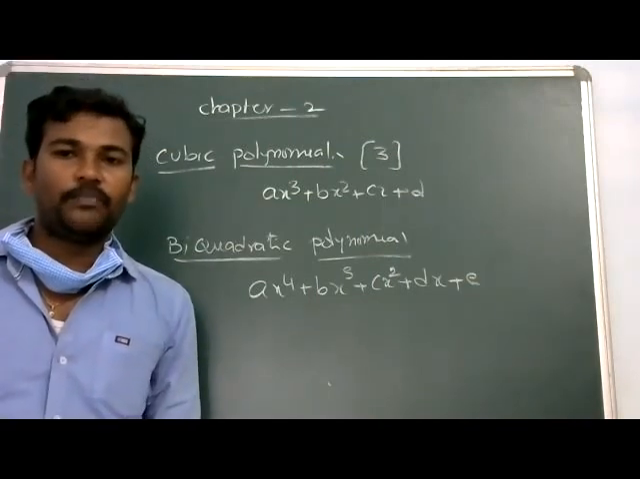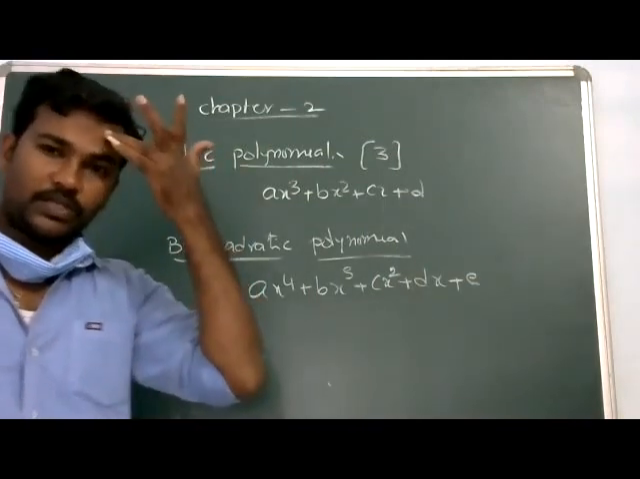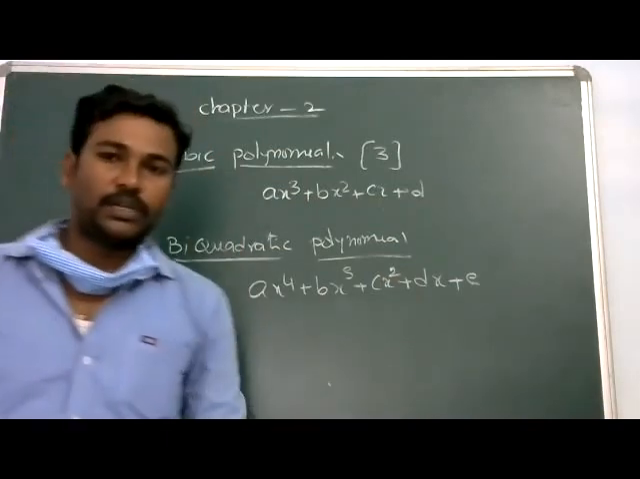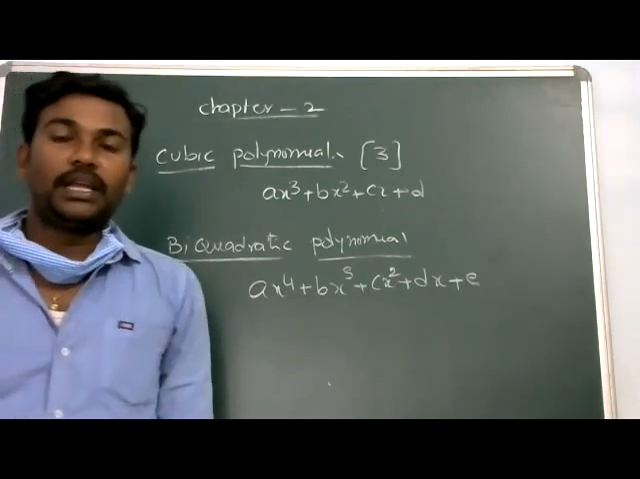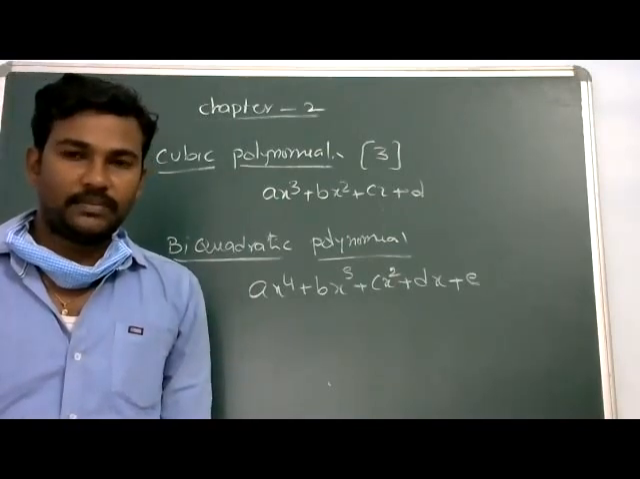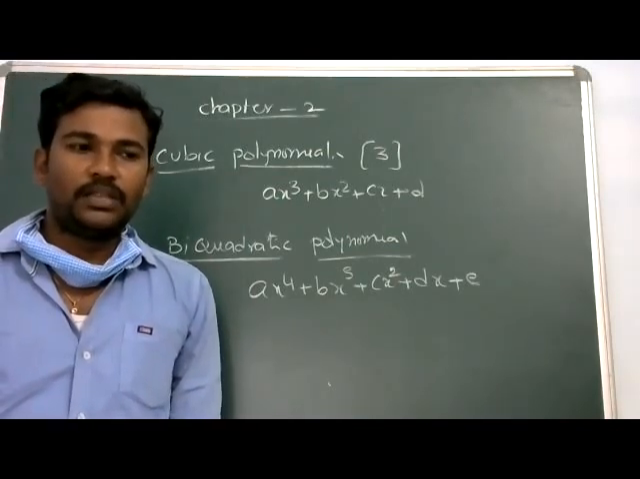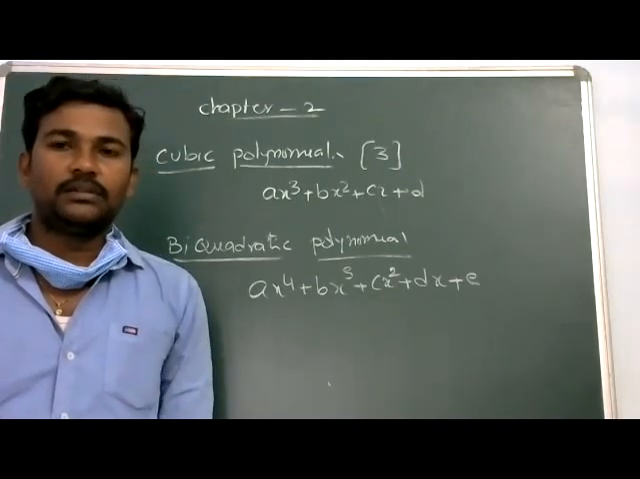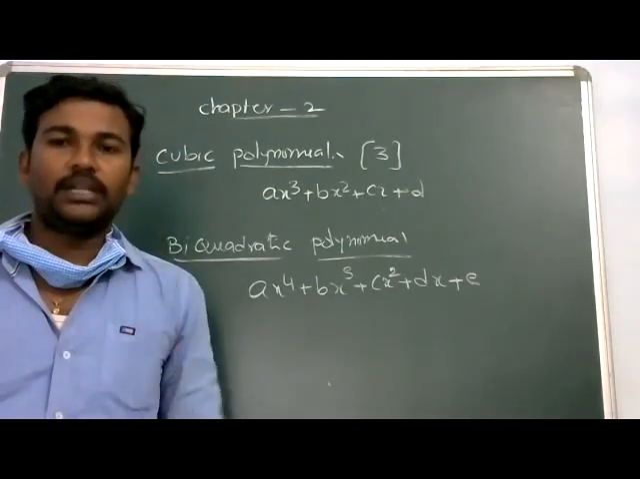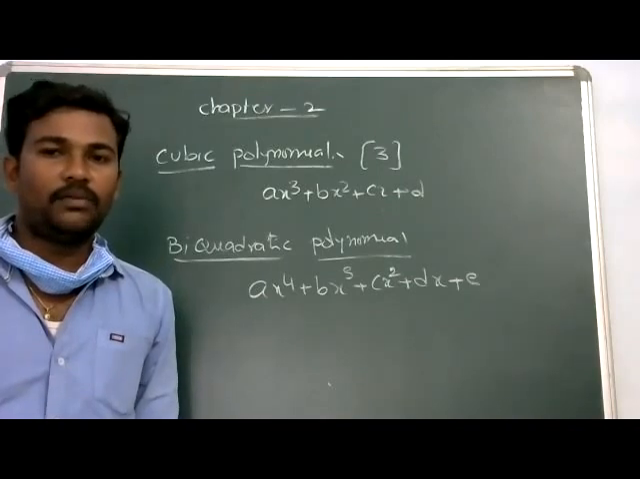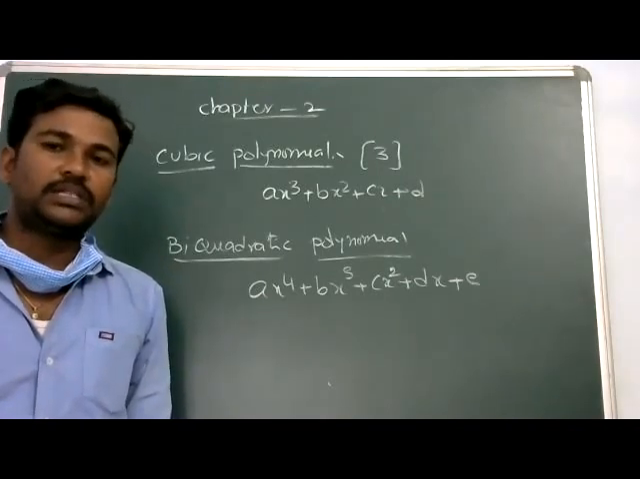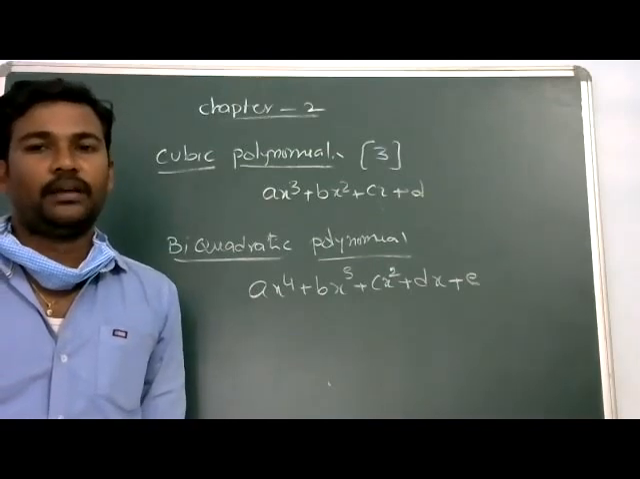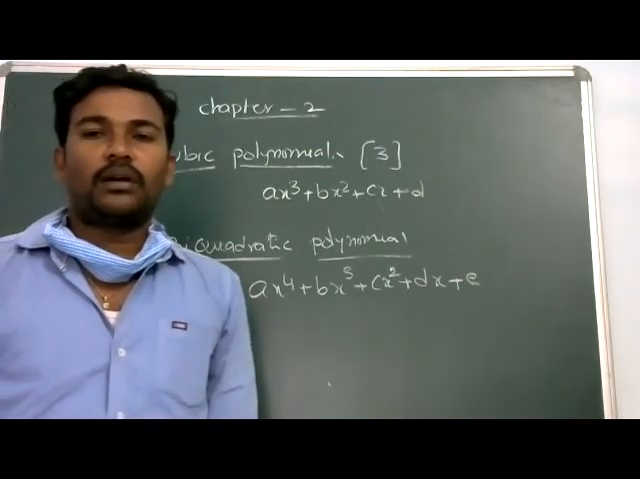Types of polynomials. Once again, I want to recall all those types. First one is the linear polynomial. Linear polynomial means the degree of the polynomial is 1. Then those polynomials are called linear polynomials. What is its degree? 1. The number of zeros equals 1. What is its standard form? ax plus b.